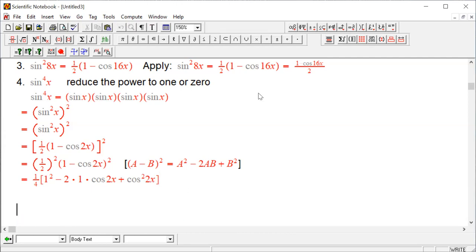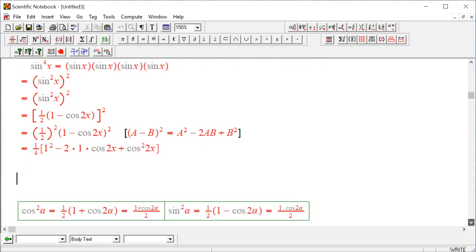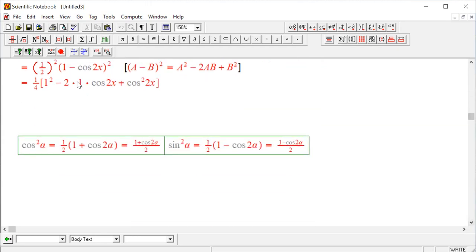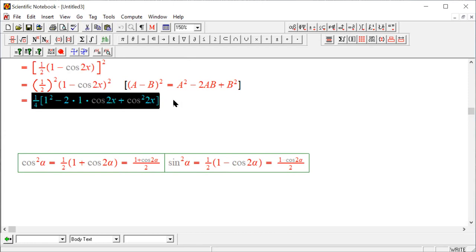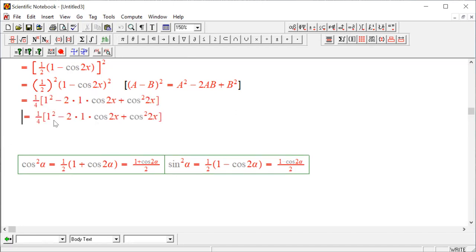So now the power is not reduced, because from here the power is 2, we still have power 2. But we are breaking it down. If we organize the terms here, 1 squared is 1, and 2 times 1 times cosine 2x is 2 times cosine 2x. So this is already power 1, power 0. We're done with these two pieces. We just have to reduce the power for this one.